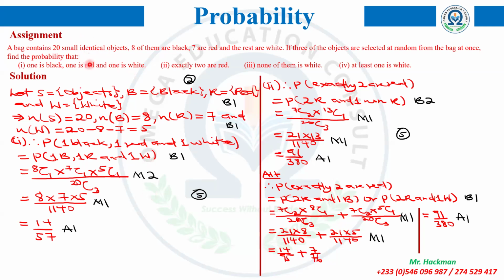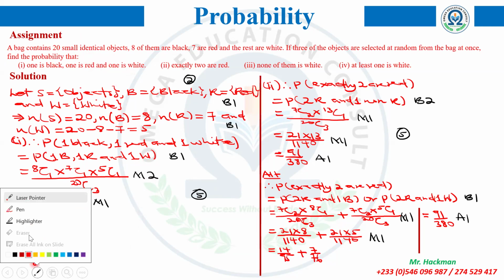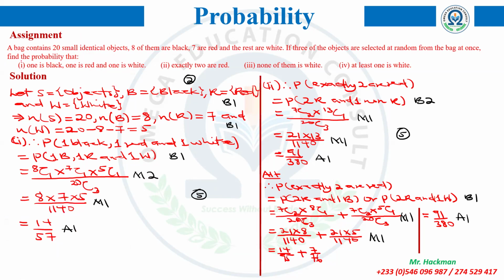Quickly, I've told you anytime you read a question, check whether you have salient parts that you are supposed to underline in the question. If you read this question carefully, let's read it together. A bag contains 20 small identical objects. 8 of them are black, 7 are red, and the rest are white. If 3, so you know that you are selecting 3, of the objects are selected at random from the bag at once.